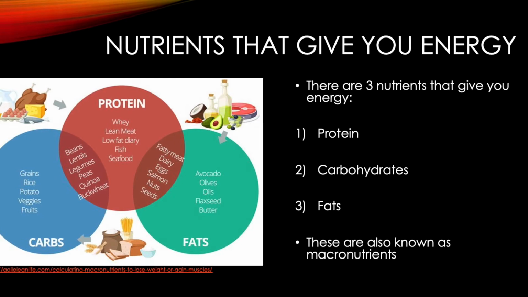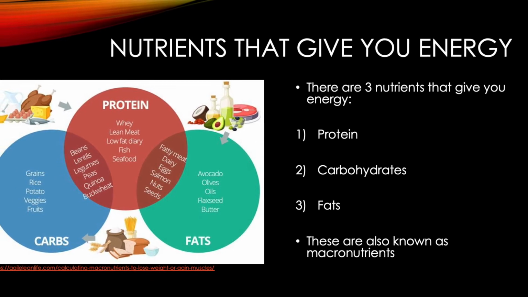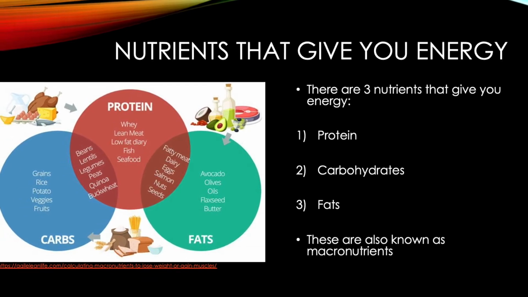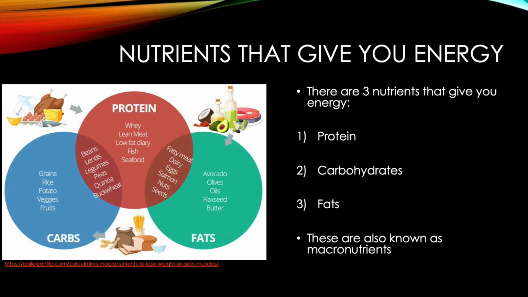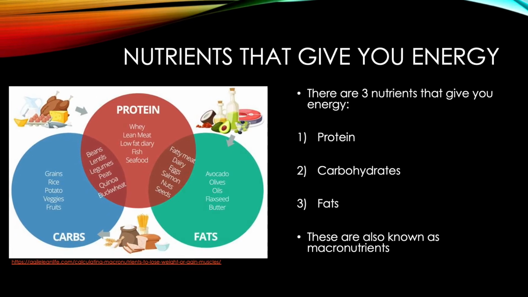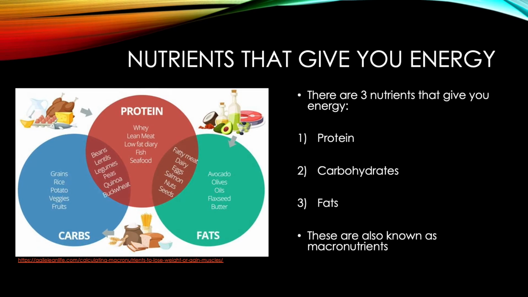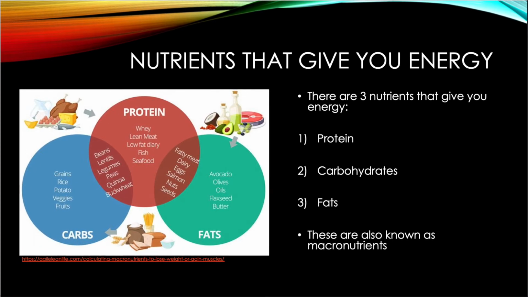Of all the nutrients, there are 3 that give you energy. These are called macronutrients. Macronutrients are protein, carbohydrates, and fats. Proteins and carbohydrates give you 4 calories per gram, while fats give you 9 calories per gram.